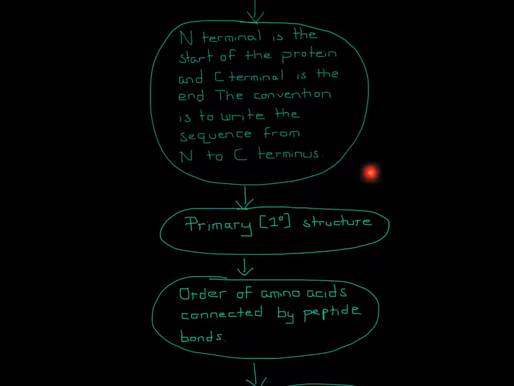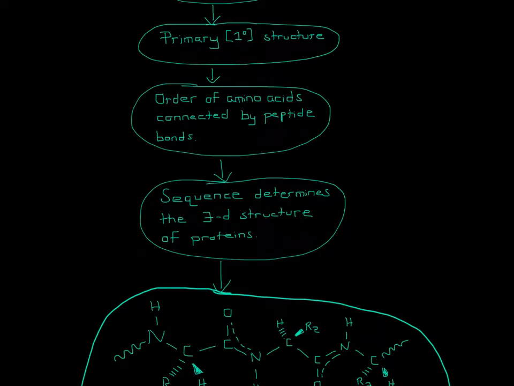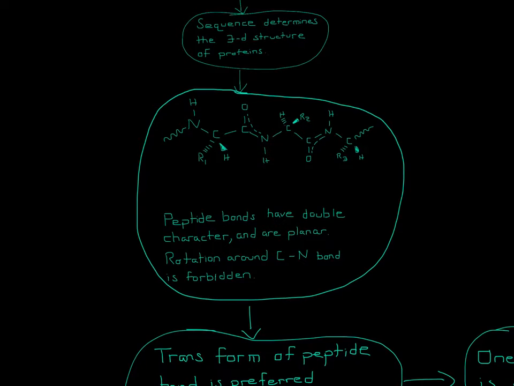So let's talk about proteins. What is the primary structure of a protein? It's the order of amino acids connected by peptide bonds. So why is this important? Because the sequence of these amino acids determines the 3D structure of the protein, and the structure of the protein gives rise to its function. So that's why we're learning about all of this and why it's so important.